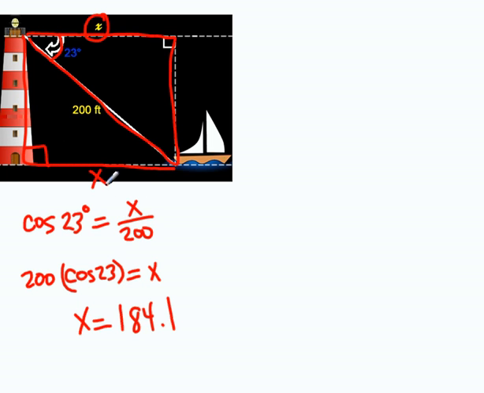So the sailboat is 184.1 feet away from the base of the lighthouse. And that is an applied problem, the way that we can solve if we're out in the sailboat. Of course, let's look at some more examples.